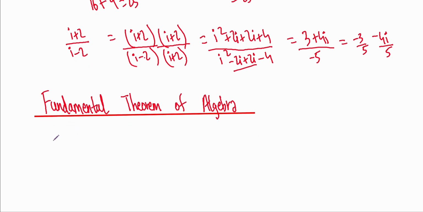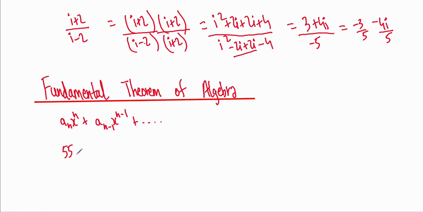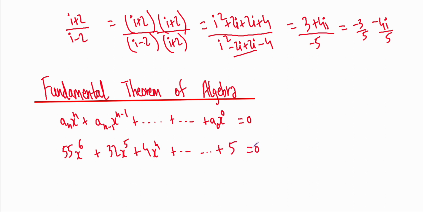So this says basically, let's say I give you an equation like this. So let's say I give you a_n x to the power n plus a_(n-1) x to the power n minus 1 plus da, da, da. So all this is saying is if I gave you an equation with the power n, right? So let's say I gave you 55 x to the power 6 plus 32 x to the power 5 plus 4 x to the power 4 plus everything, and then plus just a constant, so x to the power 0 and then a_0 is equal to 0. So let's say I gave you plus something something something and then plus 5 equals 0. So I've just given you a very big equation.